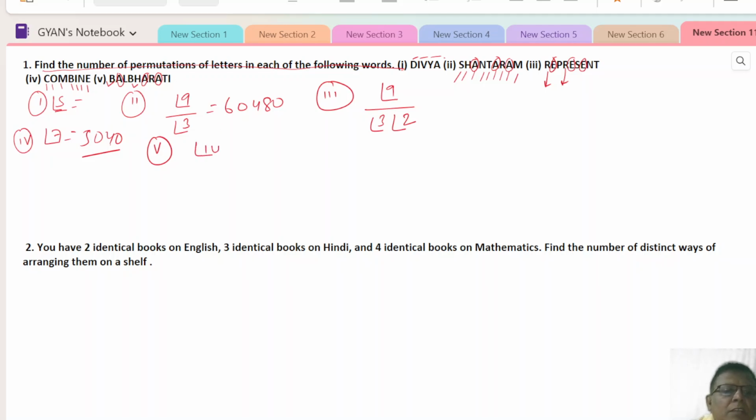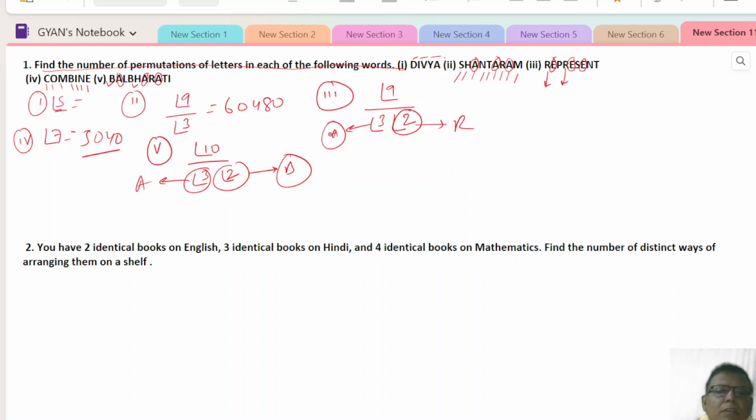So factorial 10 divided by factorial 3 for B and factorial 3 for A and factorial 2 for R. This is for A and this is for R, factorial for R, and this is for A.